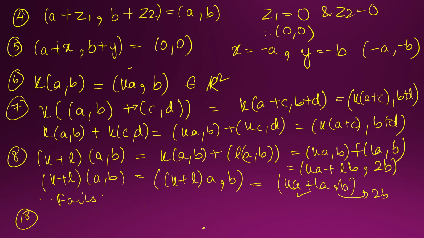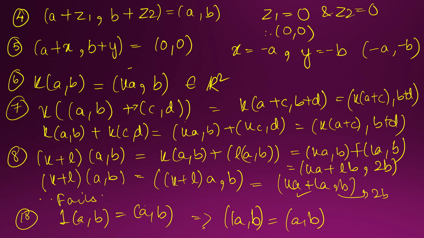So the tenth one says existence of scalar multiplication identity. Here we say 1 into (A, B) is equal to (A, B), because 1 into A is equal to A and 1 into B is equal to B. So 1(A, B) will equal (A, B). So this is our first question, and this is the answer. Therefore, this is not a vector space.